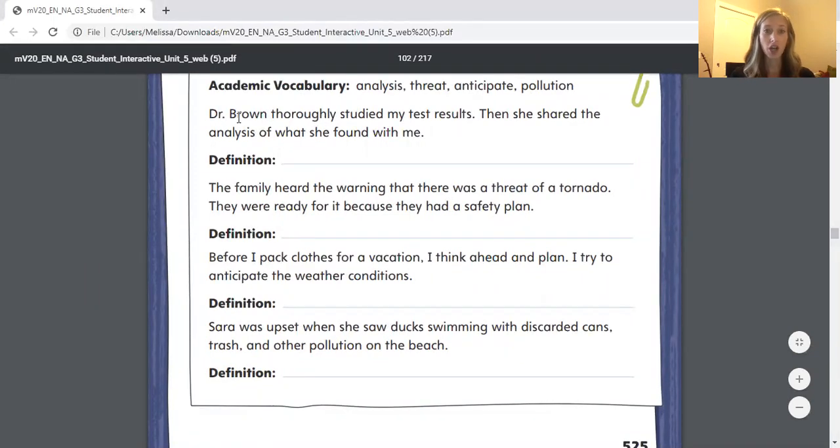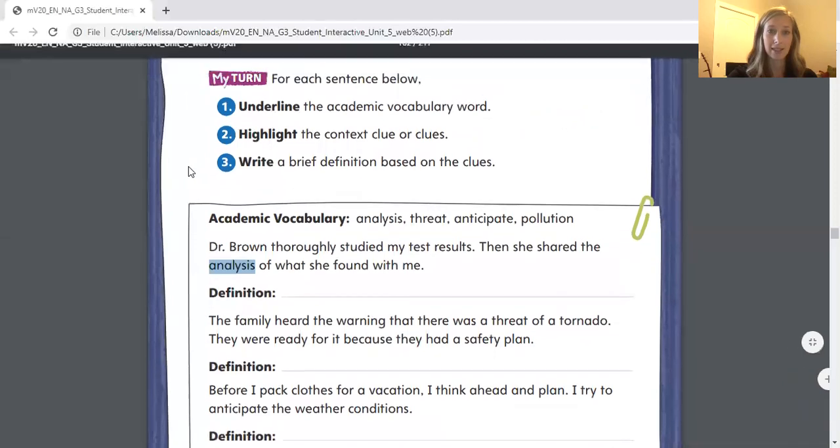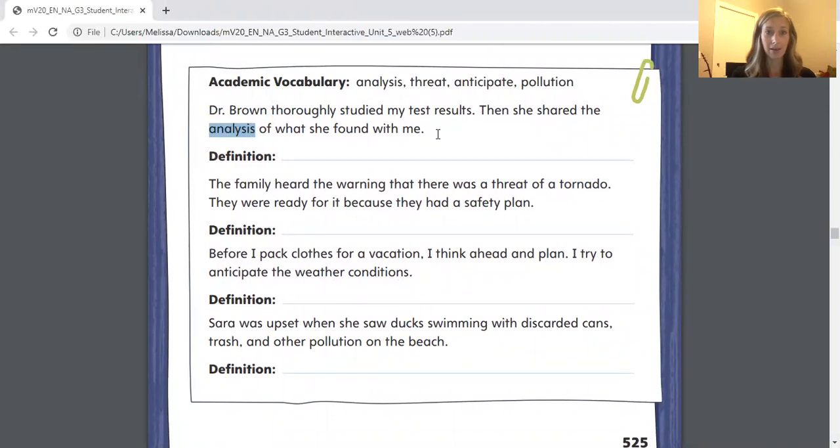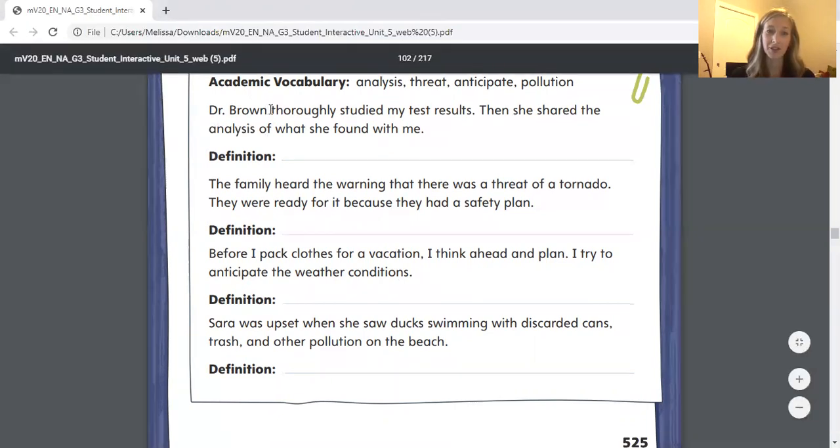Let's read our sentence. It says, Dr. Brown thoroughly studied my test results. Then she shared the analysis of what she found with me. Okay, so there's our vocabulary word, analysis. It says that we are supposed to underline that word, so go ahead and underline analysis. So if she shared the analysis, what was she doing? Well, what do you guys think? If you're thinking thoroughly studied, you are correct. So you should highlight thoroughly studied. When you analyze something, you're thoroughly studying it. So analysis is our vocabulary word, underline it, and you should highlight thoroughly studied.